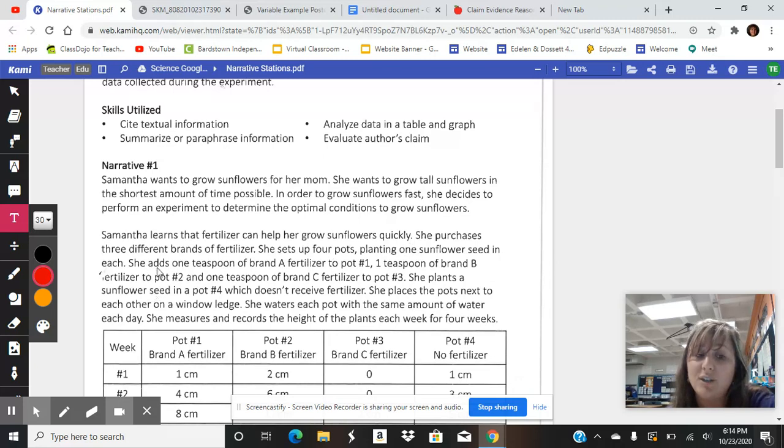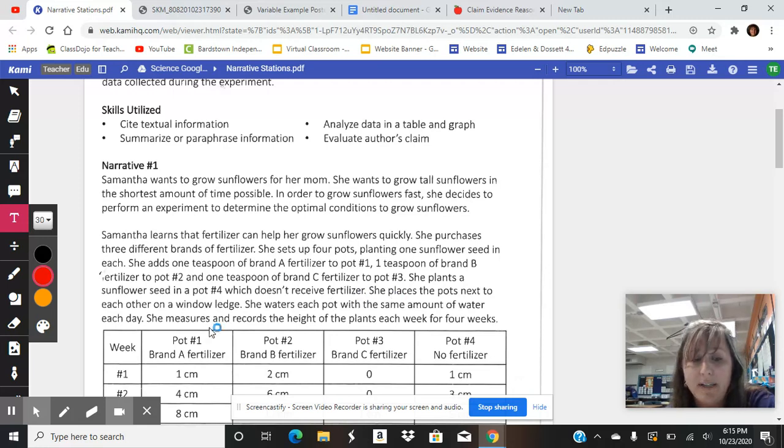She purchases 3 different brands of fertilizer. She sets up 4 pots, planting 1 sunflower seed in each. She adds 1 teaspoon of brand A fertilizer to pot 1, 1 teaspoon of brand B fertilizer to pot number 2, and 1 teaspoon of brand C fertilizer to pot 3. She plants a sunflower seed in pot number 4, which doesn't receive fertilizer.